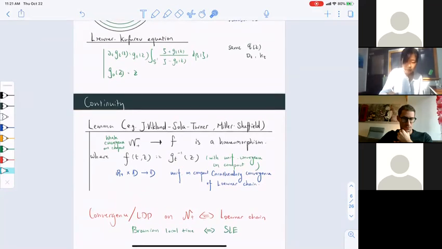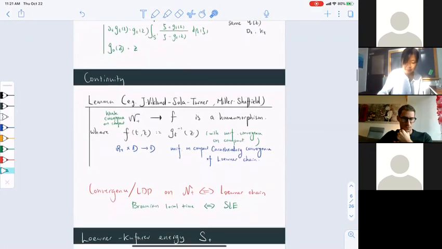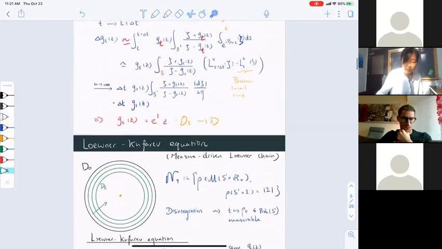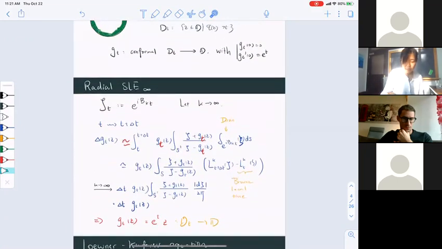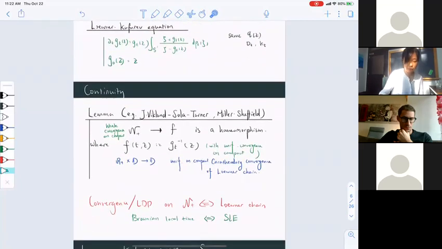So we want to talk about the large deviation of SLE infinity. It suffices to look at large deviations of the measure on N. So if you look at this heuristic again, coming back to here, if we want to think about the large deviation of SLE, we look at this equation. It is the same as looking at the large deviation of the Brownian local time as a process parameterized by t. But this is very convenient once we have this homeomorphism.